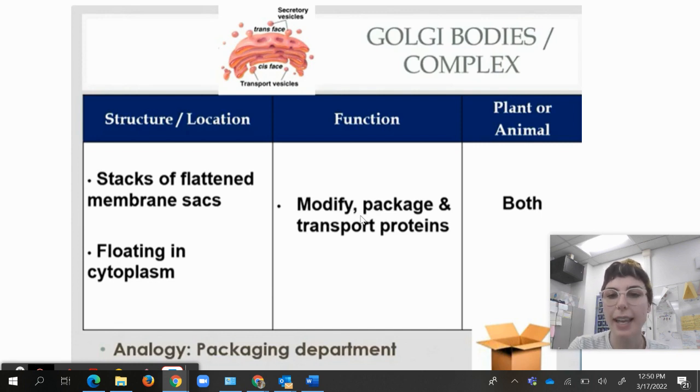So they modify, package, and transport the proteins for the cell. The Golgi body is found in both plant and animal cells, and we could just think of them as like the packaging department. They take the stuff from the assembly line and they package it up and make sure it's perfect.